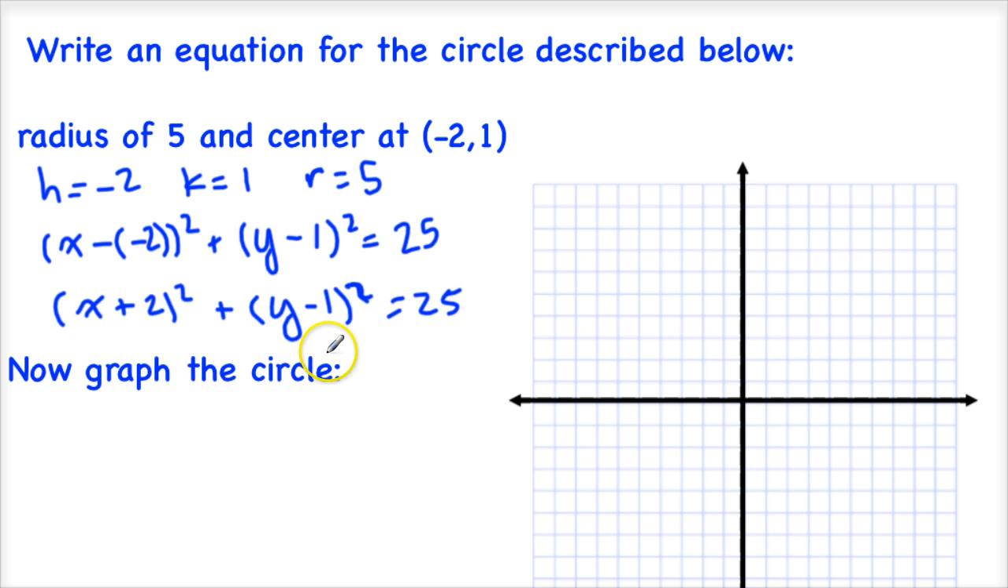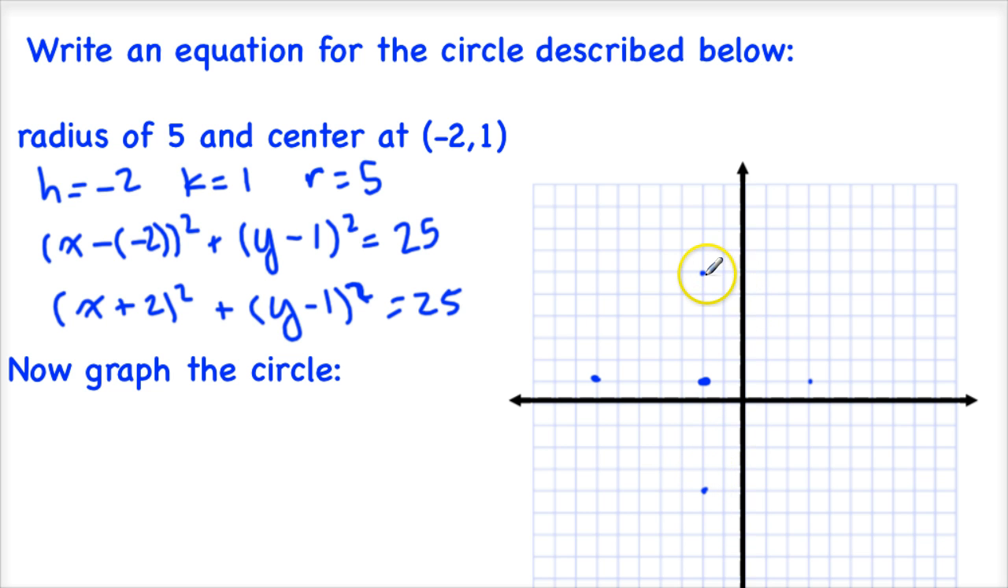Now if I want to graph this circle, I'm going to put a point at my center, which is (-2, 1). So to the left 2 and up 1. So we're going to put our point right there. And then our radius is 5 units. So I can move 5 units in each direction and put a point. I go 5 to the right and put a point. Go up 5. Go to the left 5. And go down 5.